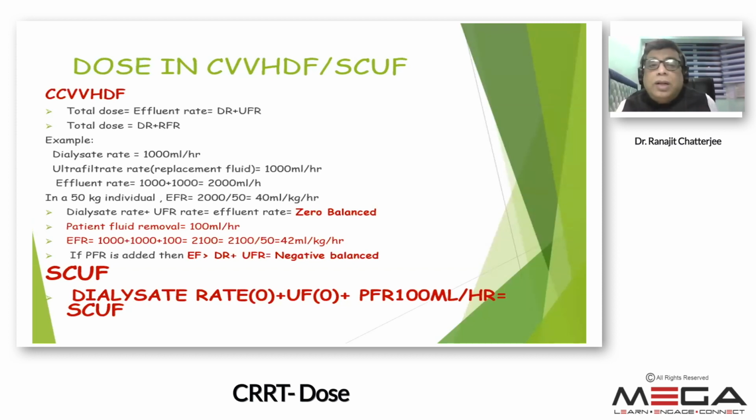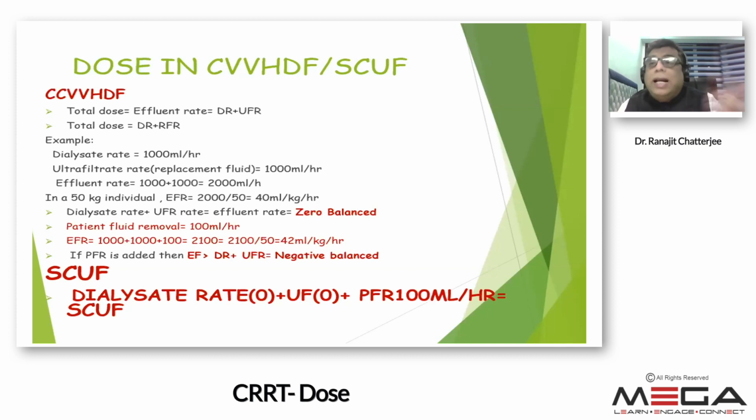And this is in CVVHDF, that is continuous veno-venous hemodiafiltration. And here you are doing both dialysis and ultrafiltration. Now, if we don't do dialysis, if we don't do ultrafiltration, and only take out patient fluid removal, 100 ml per hour, that is SCUF, slow continuous ultrafiltration.